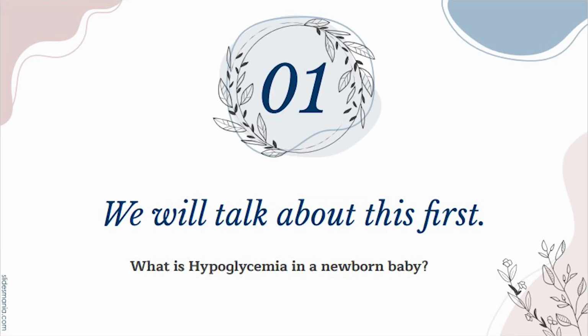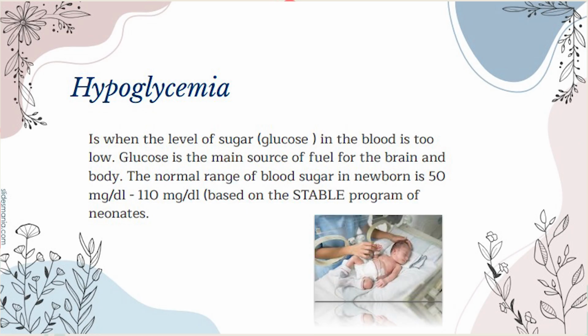So first, we will talk about what hypoglycemia is. What is hypoglycemia in a newborn baby? Hypoglycemia is when the level of sugar or glucose in the blood is very low. Glucose is the main source of fuel for the brain and the body. The normal range of blood sugar in a newborn is 50 mg per dL to 110 mg per dL. This range of blood sugar is based on the stable program of neonates.